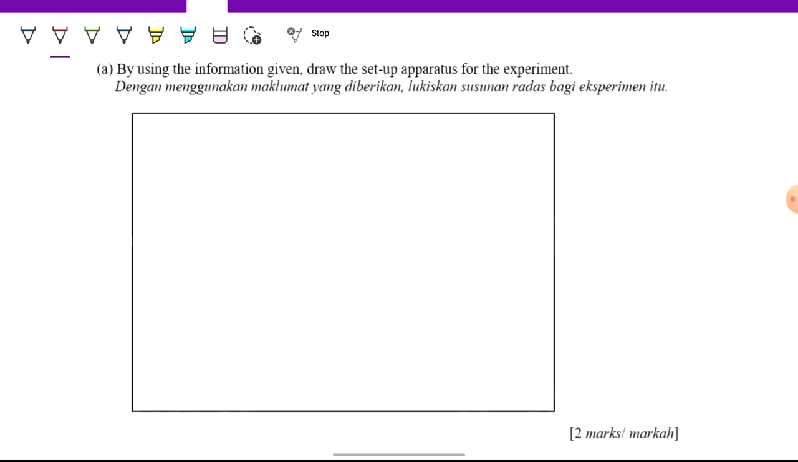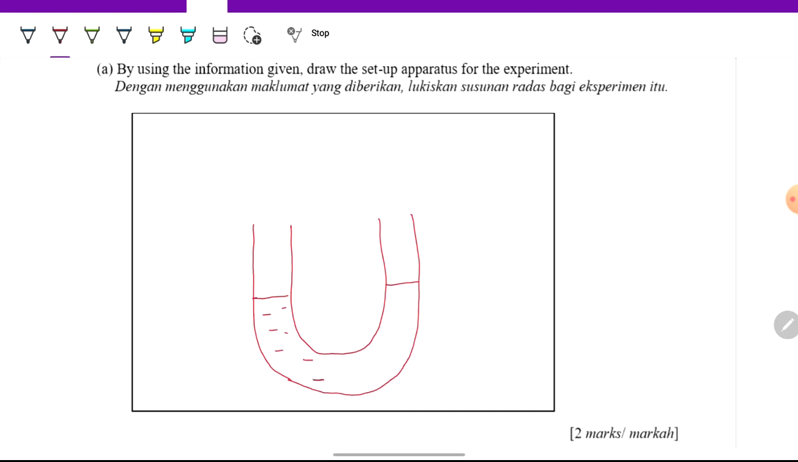So U-tube, okay, so we try to draw it. Use a ruler to draw, but I use free hand. Okay, so first we draw the U-tube. Then we have to put in the acid first as the electrolyte. Use the dotted line. So this is the sulfuric acid. Yeah, sulfuric acid.